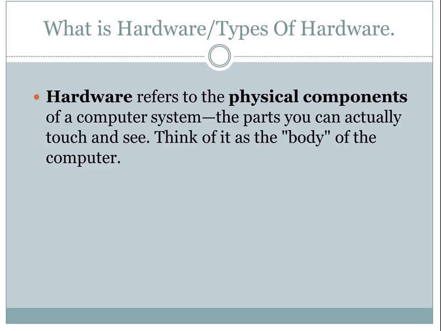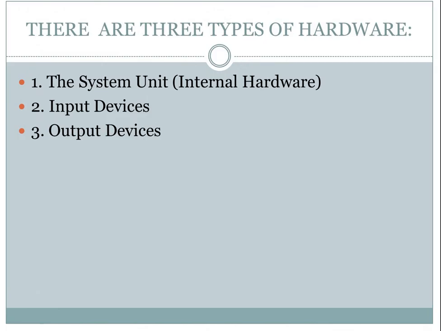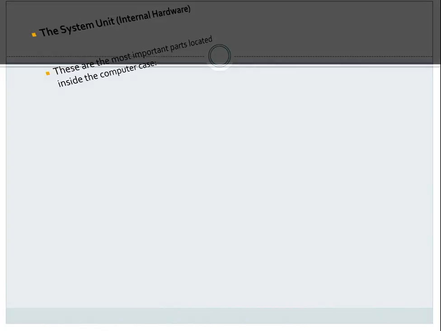Hardware refers to the physical components of a computer system, the parts you can actually touch and see. Think of it as the body of the computer. There are three types of hardware. 1. The system unit, internal hardware. 2. Input devices. 3. Output devices.